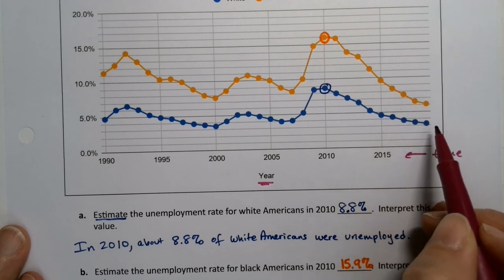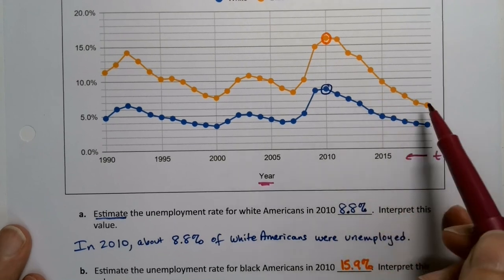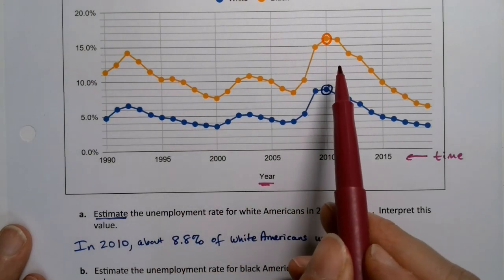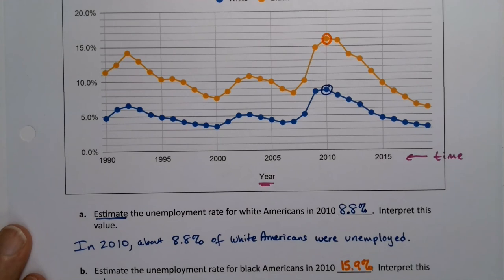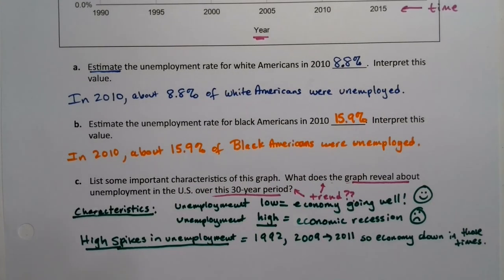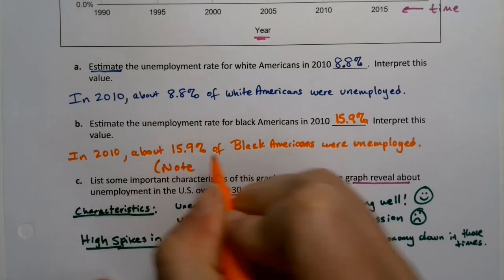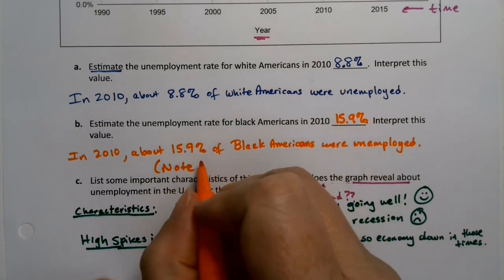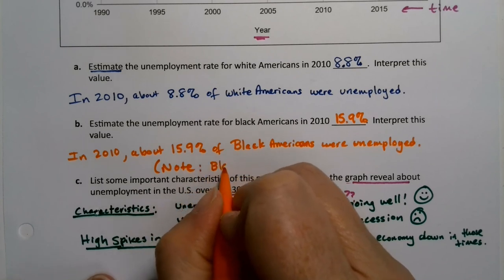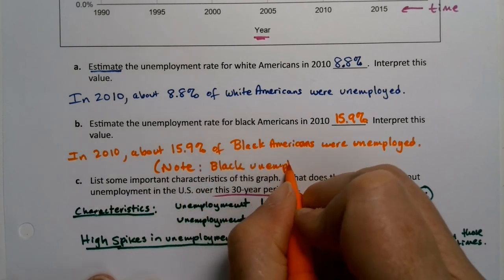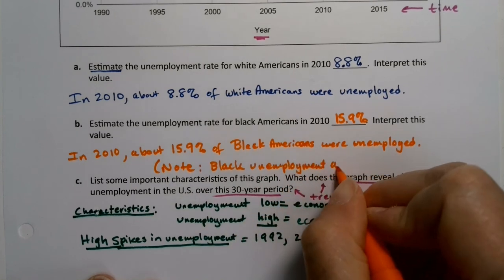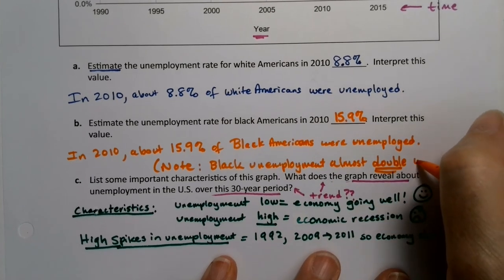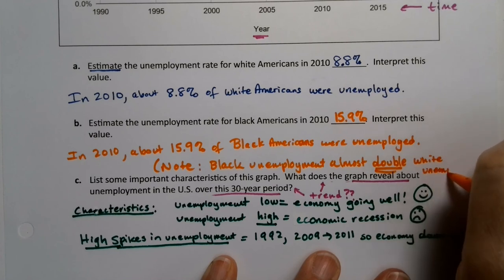But then COVID-19 hits right after that, which I don't have the data for, right? So we don't know what happens after that. There's big spikes after this, right? So you'll notice there's always a large gap, and Black unemployment is always significantly higher. As a matter of fact, for the year that we looked at, we can make a note. This was almost double. If you take 8 times 2, it's 16, and we're almost there, right? So note the Black unemployment rate was double, or almost double, almost 2 times what the white unemployment rate was in 2010.